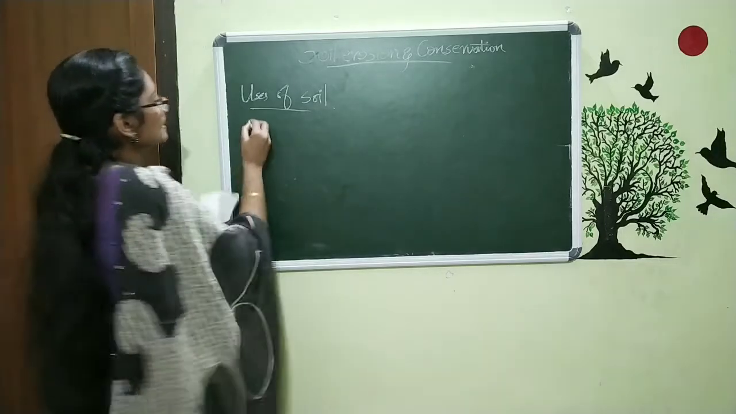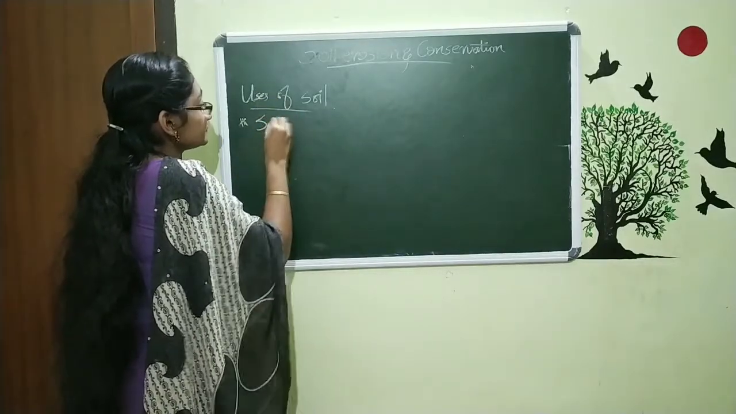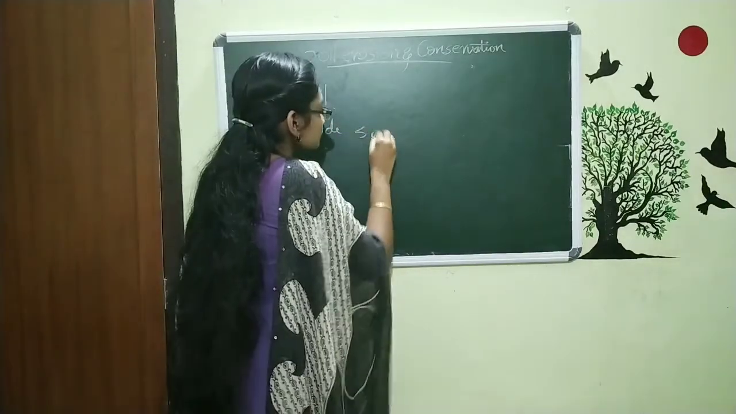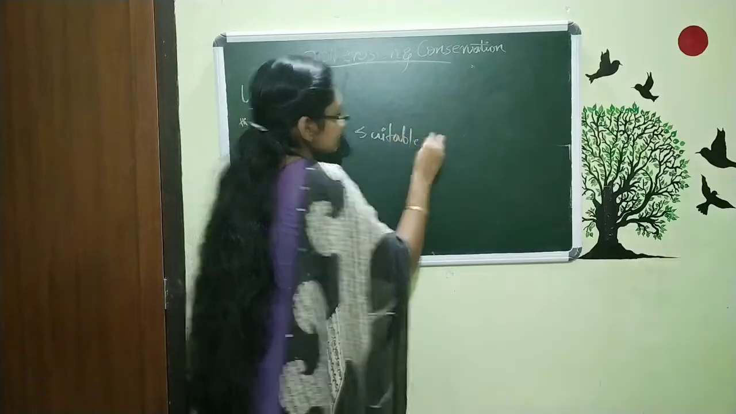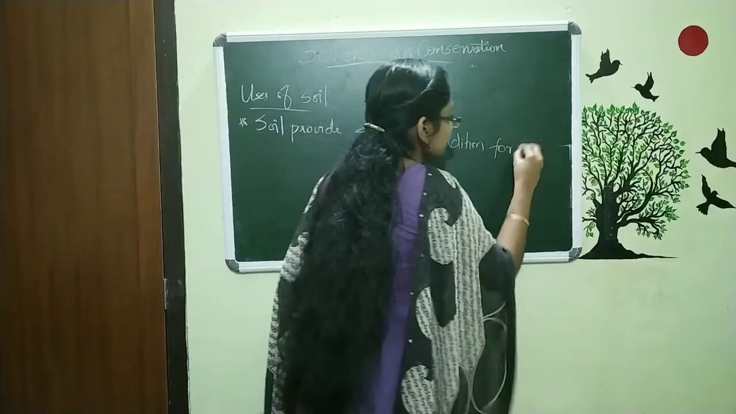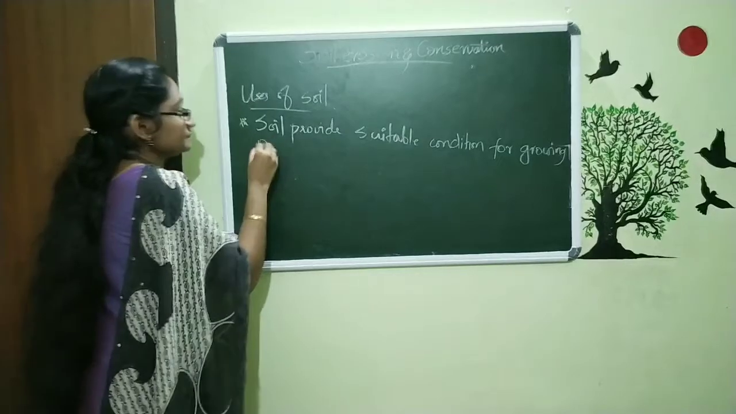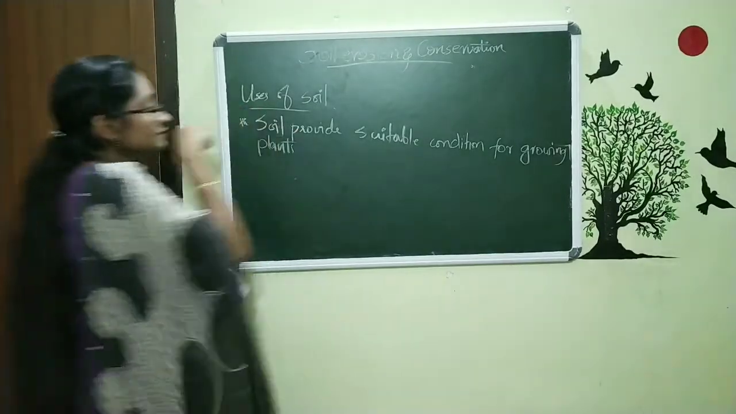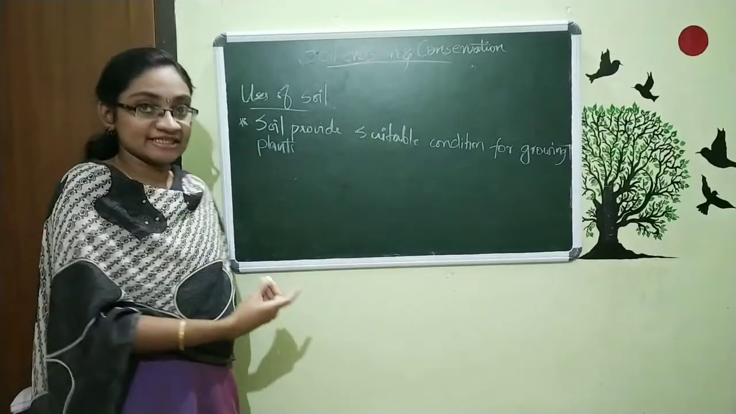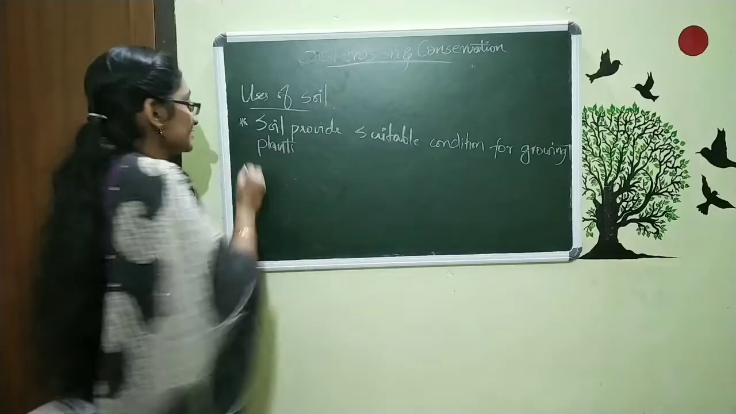Basically, the first thing is this. Soil provides suitable condition for growing plants. So, this is the first use of soil. That means soil provides suitable condition, that means it helps to grow plants. That is the first use.